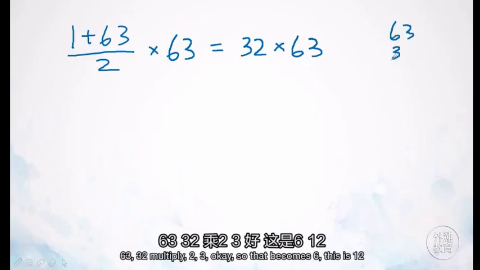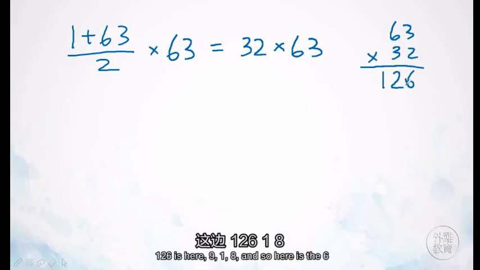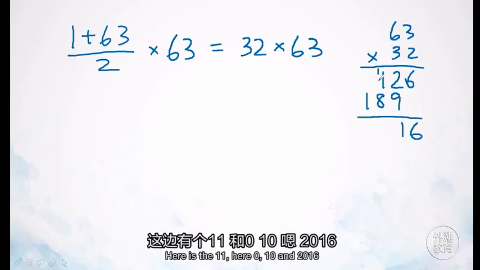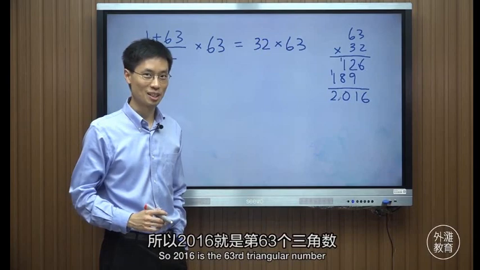Let's just double check to make sure that this really was 2016. 63 times 32: 2 times 3 is 6, this is 12, 126 is here, 9, 1, 8. And so here's the 6, here's the 11, here is 0, 10, and 2016. So 2016 is the 63rd triangular number.